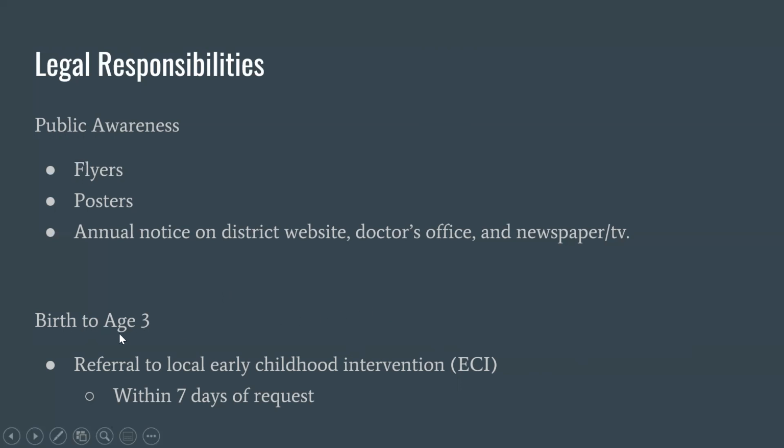Second part of our responsibility is birth to 3. If a child is suspected of having a disability during that time, the child must be referred to local early childhood intervention, or ECI, for an evaluation within 7 days of the request. The district would coordinate an evaluation and services between the local ECI and the district. If the child is within 45 days of turning 3, the child would be referred to the district for the evaluation.